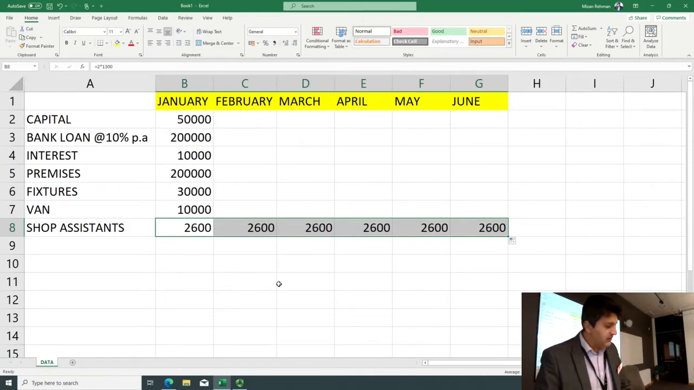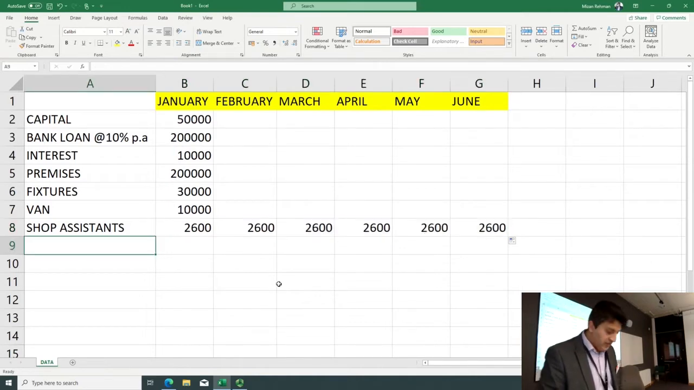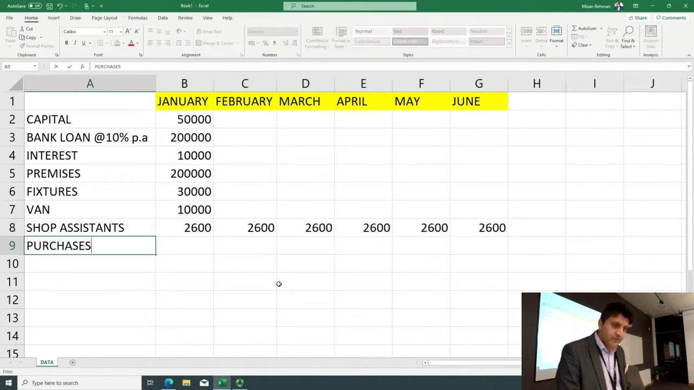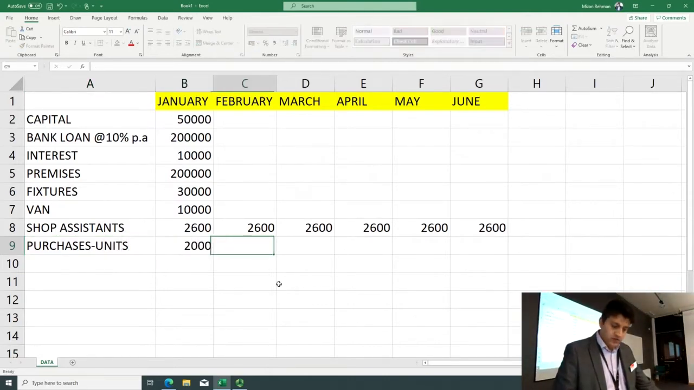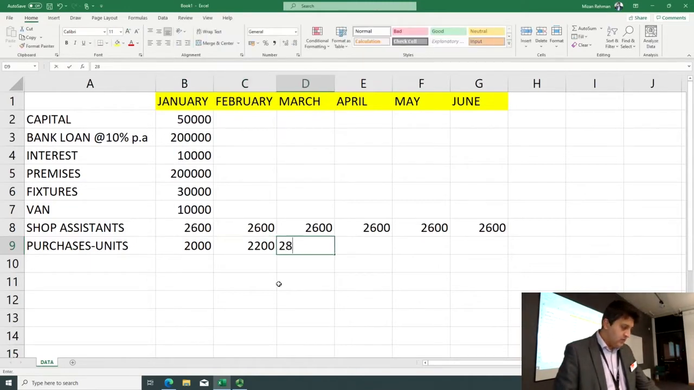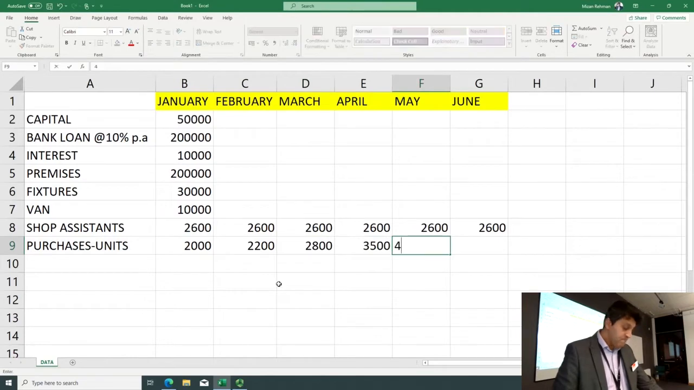To buy the following goods in units. When we buy things to resell, we call them purchases, units, and 2,000, 2,200, 2,800, 3,500, 4,000, and 1,500.